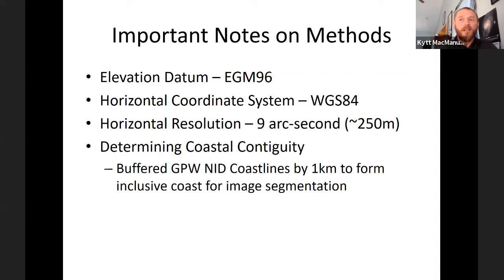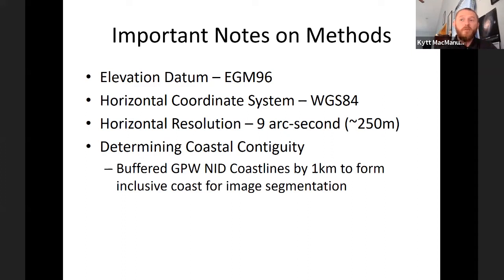The reason why we selected this was because it enabled us to have a full time series to look at: 1990, 2000, and 2015. I mentioned earlier this concept of coastal contiguity. So in order to determine coastal contiguity, we did take administrative data for coastlines, but because administrative data for coastlines is inherently uncertain, we buffered that data by 1 kilometer in order to create an inclusive coastline. And I'll show an image of what that is in a second.